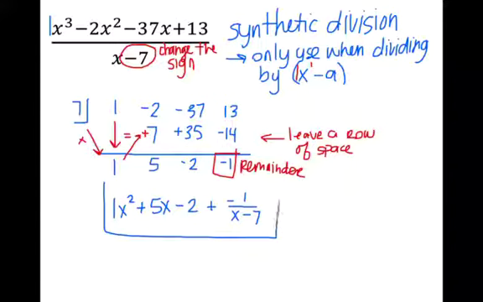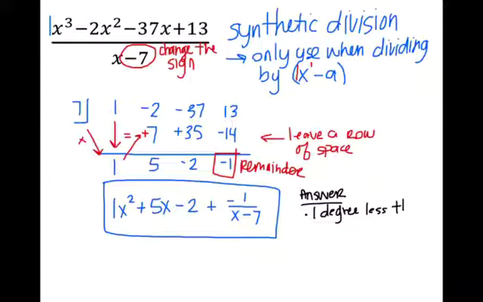So this is my answer with the synthetic division. When we write our answer, there are a few things we need to keep note of. With your answer, it will always be 1 degree less than the original. So that means the biggest exponent on your original problem is going to be 1 more than the biggest exponent on your answer. And then the last number is your remainder.